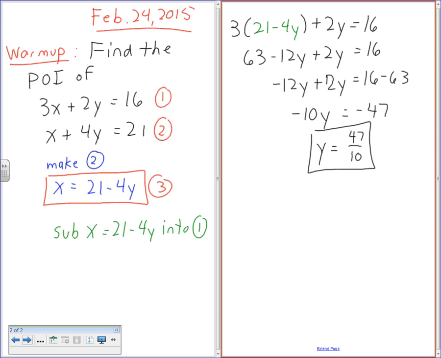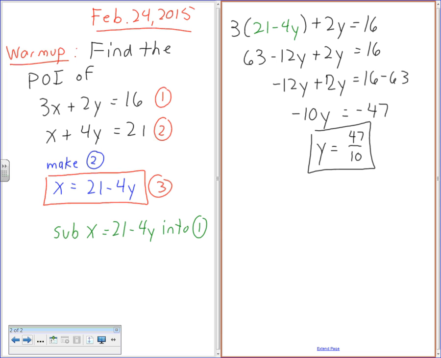Okay, I'm close to being done, but not yet. How do I get my x? Because remember, for a point of intersection, you need an x and a y value. Nick, how do you get our x now? y equals 47 and back into... Yeah, which one do you want to solve it into? You can solve it any one. Do you want 1, 2, or 3? Which one's the best, you think? 3 definitely. Okay, because it says x equals.